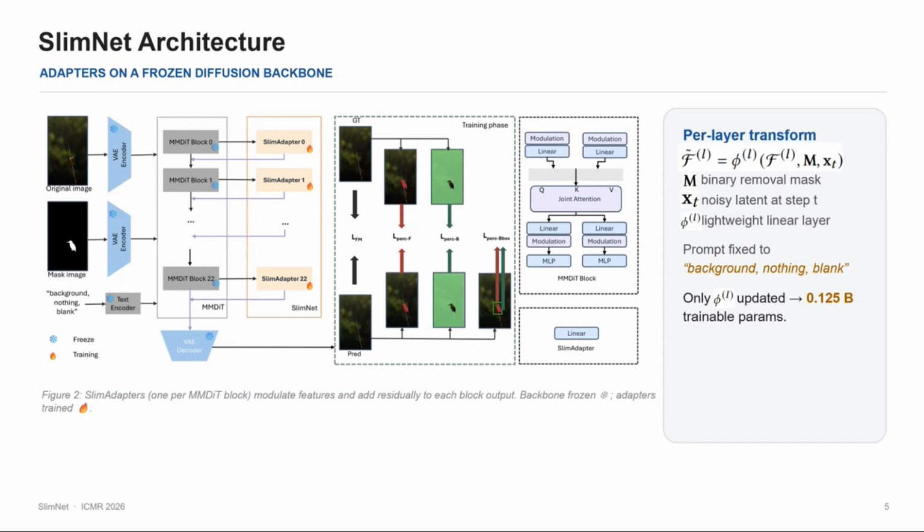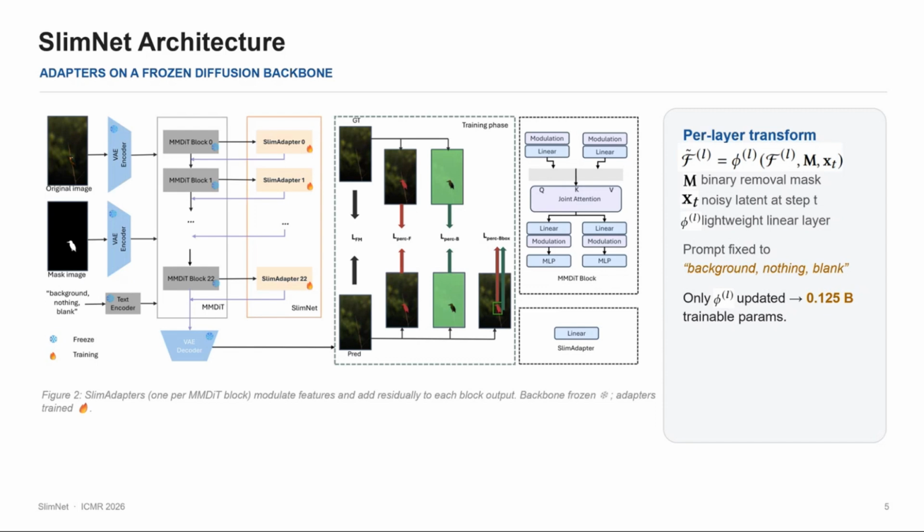This is the overall framework. The original image and mask are encoded into the latent space, and the text prompt is fixed to a neutral phrase: face, background, nothing, blank. The diffusion backbone, here SD3, built from MMDiT blocks, stays completely frozen, shown by the snowflakes. Alongside, we attach SlimNet, one slim adapter per block. As shown on the right, each adapter applies a simple per-layer transformation. It takes the layer's feature map together with the binary mask M and the noisy latent XT and passes them through a lightweight linear layer.